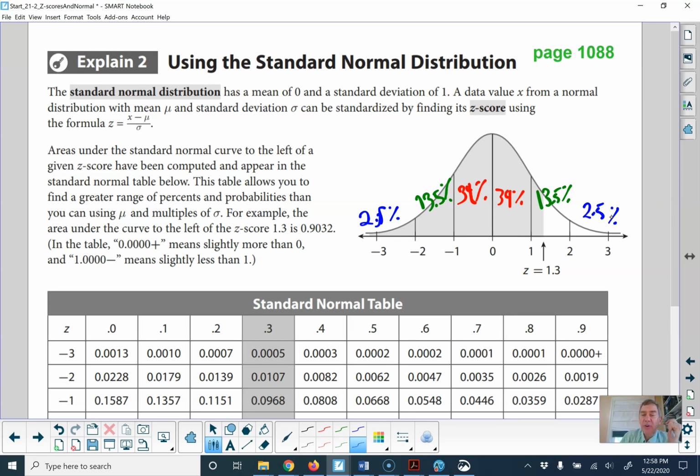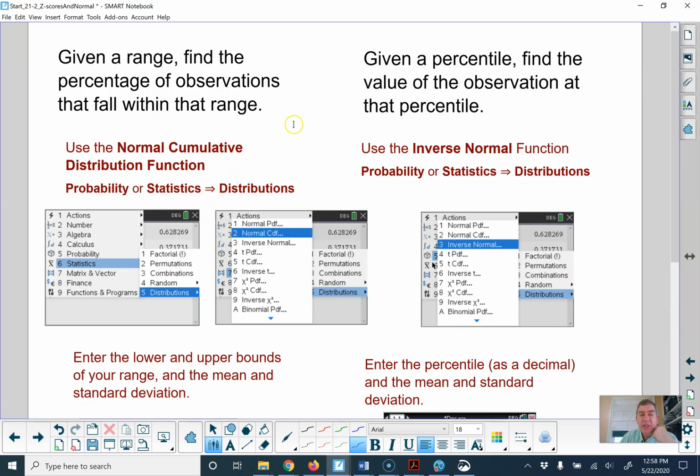So if you're looking for values that are right on the standard deviation. If your numbers are off of that, however, you need to use your calculator to come up with these different pieces. If you're given a range of numbers, find what percent fall there. You use the Normal Cumulative Distribution Function, or the Normal CDF. You put in the lower and upper bounds and the mean and standard deviation, and you get it.